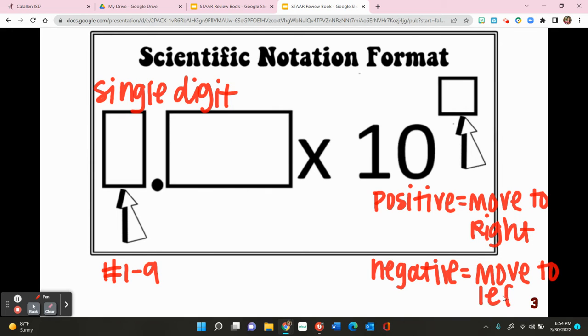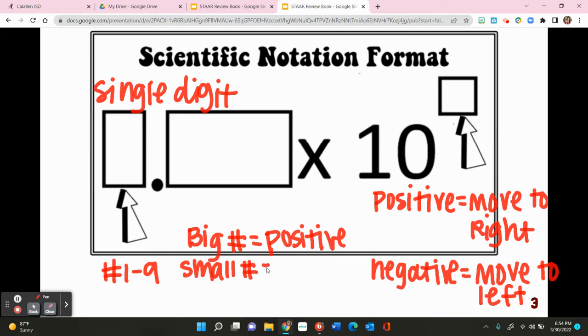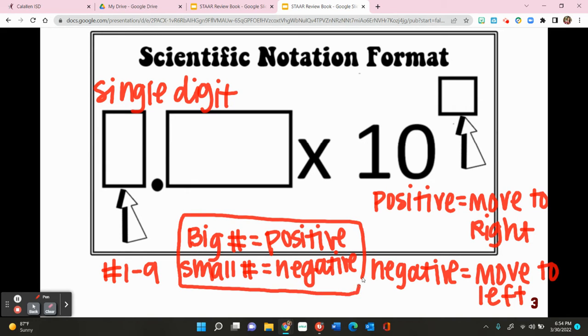Now, another important thing that we also need to talk about is whenever we are going from standard notation to scientific, and what this exponent will be. So, if you have a big number, this means that you should have a positive exponent. If you have a very small number, meaning less than 1, this means you will have a negative exponent. Okay, so this is also very important to note when you are going from standard to scientific.